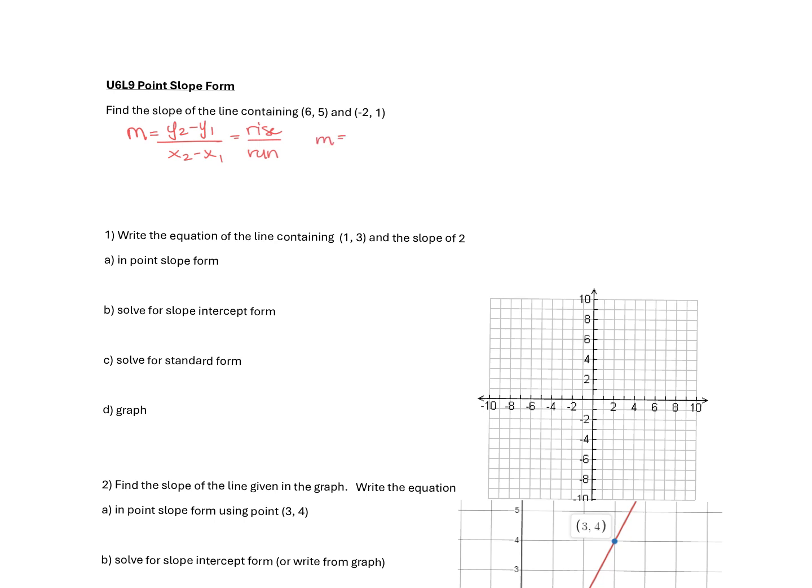My y's are 5 and 1, and I can start with either one. So let's say I started with 5 minus 1. That's my y sub 2 minus y sub 1 in my formula. So I just subtracted my y's. Then I just have to be careful on the bottom, in the denominator, to utilize 6 first for my x's, since I used 5 first on top in my numerator for my y's.